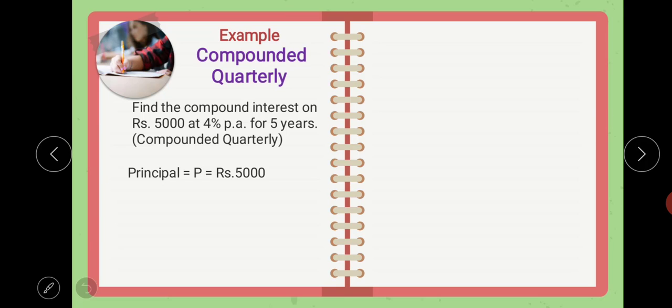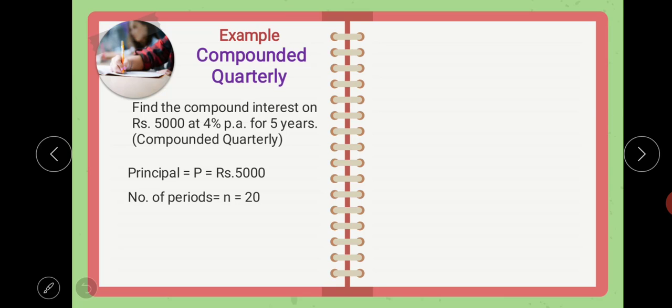Now here we have to calculate the number of periods. N is given. So number of years is 5 years. Now for compounded quarterly, it will be number of years multiplied by 4. So 5 multiplied by 4. So the value of n, number of periods, n is equal to 20.